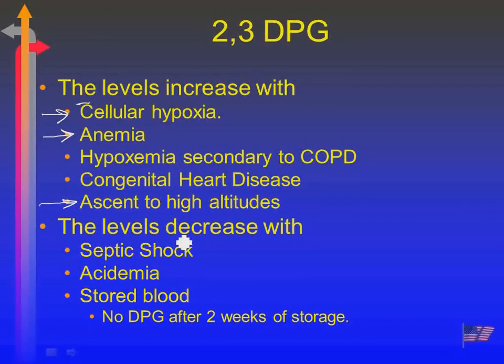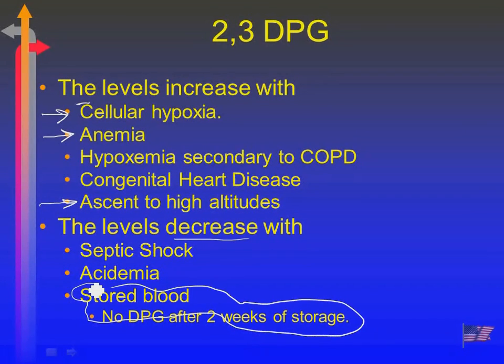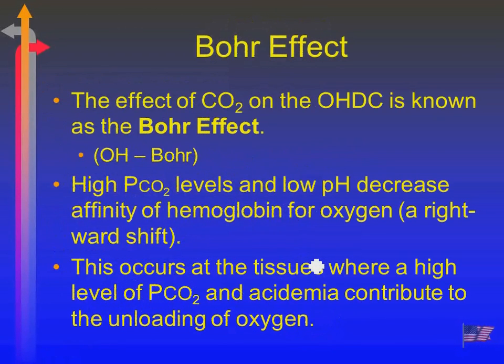And the level will be lower, and really the only one that we're concerning ourselves with is stored blood. If blood is not utilized and when we're transfusing, you could actually have blood without any 2,3-DPG, which is not going to be entirely useful at the time of transfusion. Okay, so that's all I want you to know about that organic phosphate.